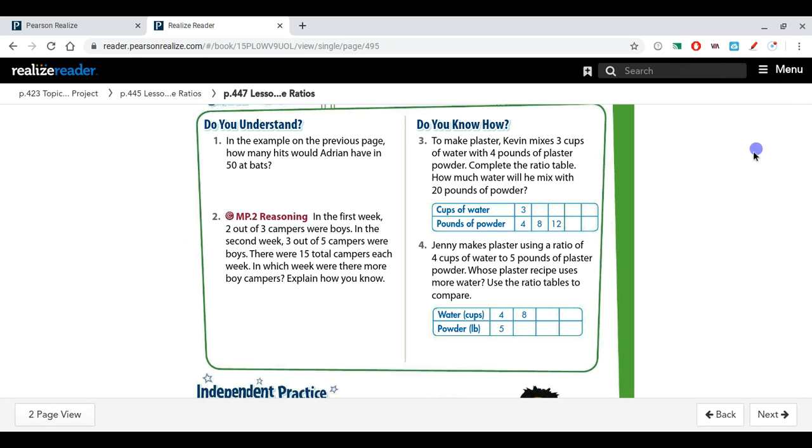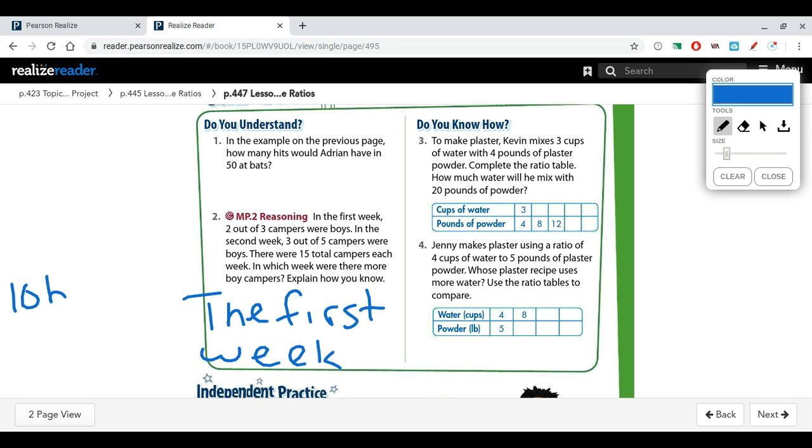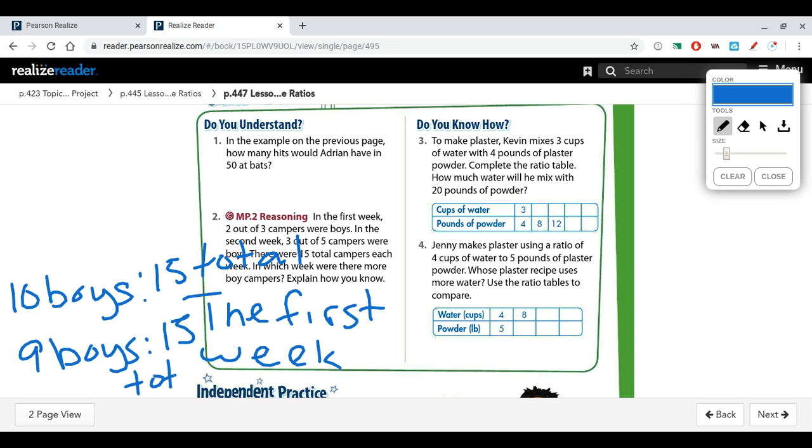And so when I take a look at this one, the question asks me, in which week were there more boy campers? Explain how you know. And it's going to be there's more boy campers the first week because we had a ratio of 10 boy campers that first week when we had 10 to 15. So 10 boys to 15 total. Whereas our ratio the second week was 9 boys to 15 total.